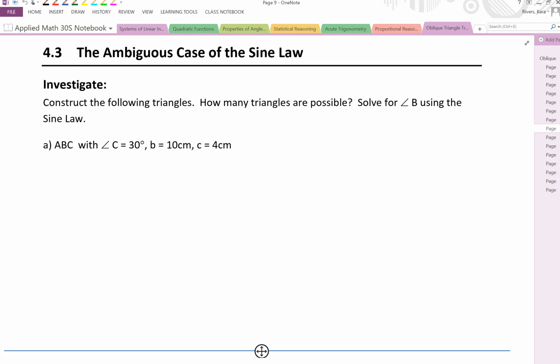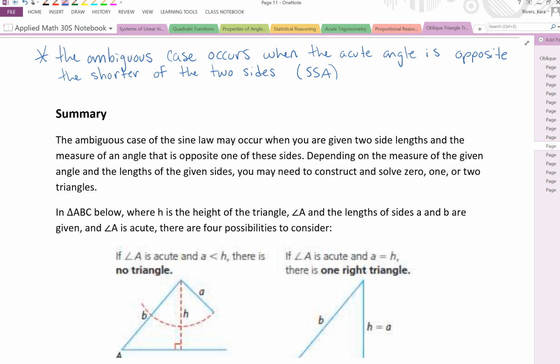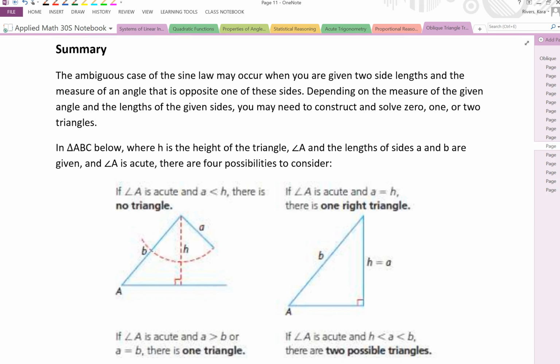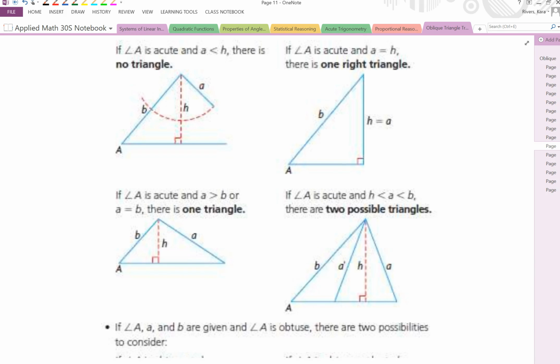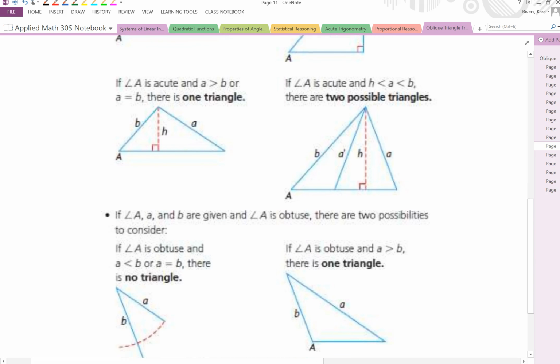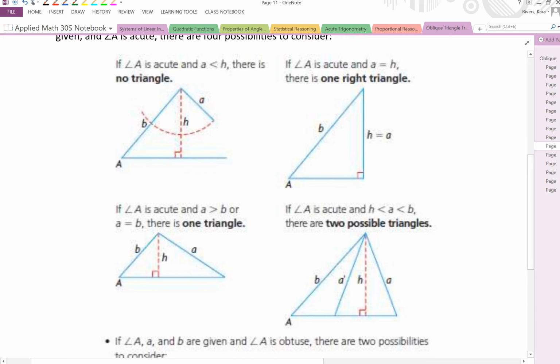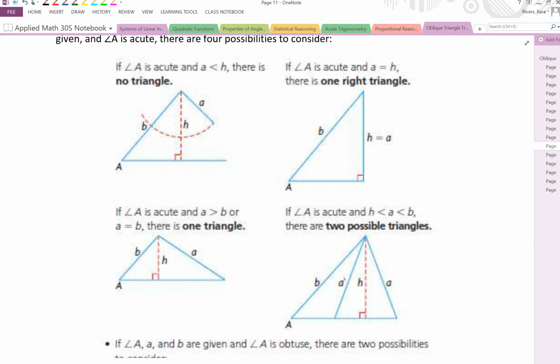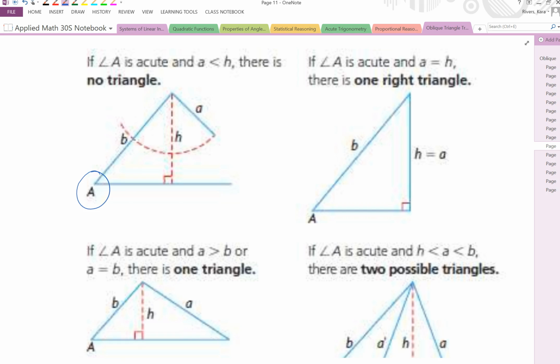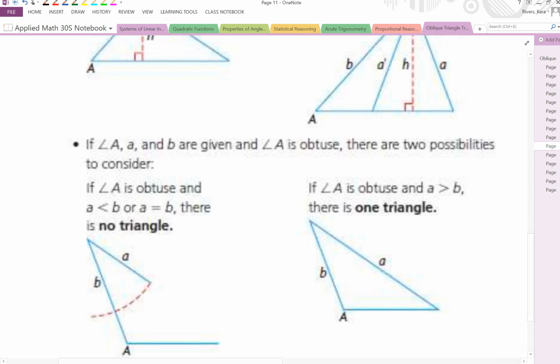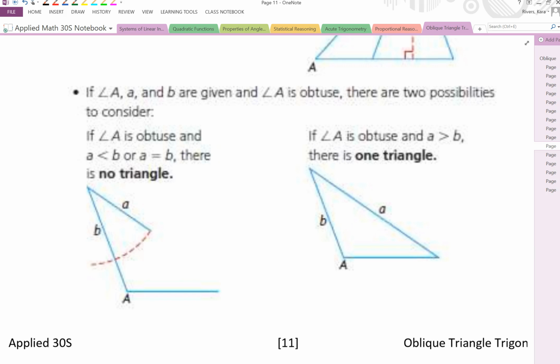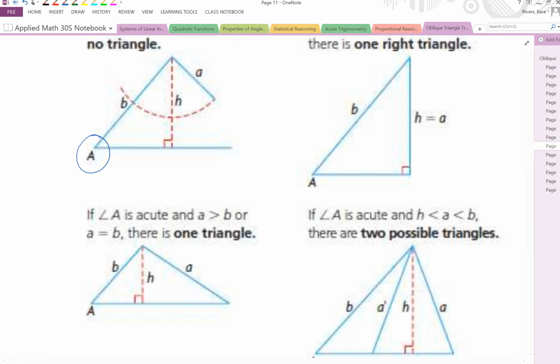Alright, let's take a look at the summary page. Here we can see all the different cases for the ambiguous case. So we can see when we have no triangles, when we have one triangle, and when we have two possible triangles. For the first four situations, the angle A is acute, and the other situation down here is when angle A is obtuse. So we have two options, either no triangle or one triangle, but when angle A is acute, we've got four possible cases.